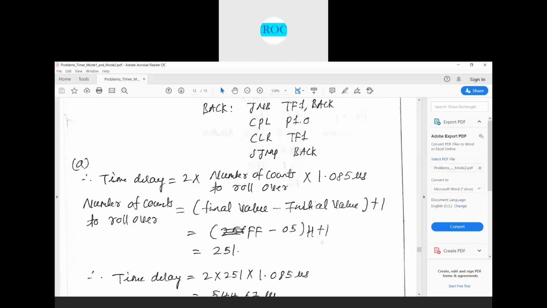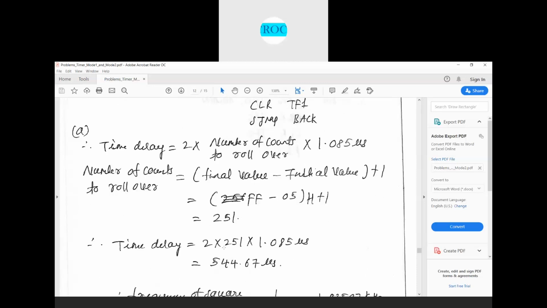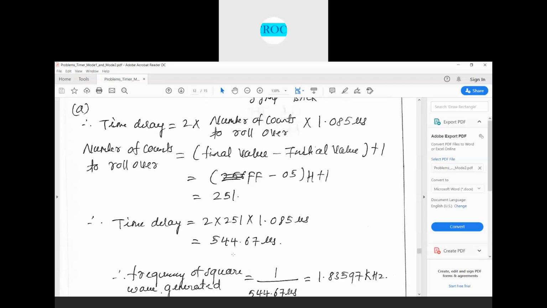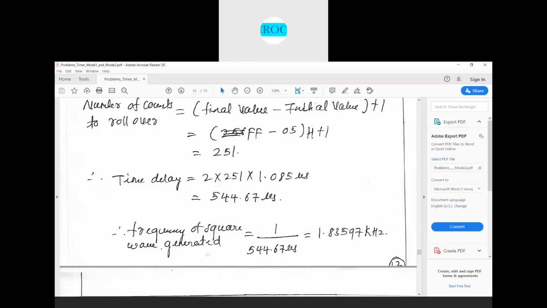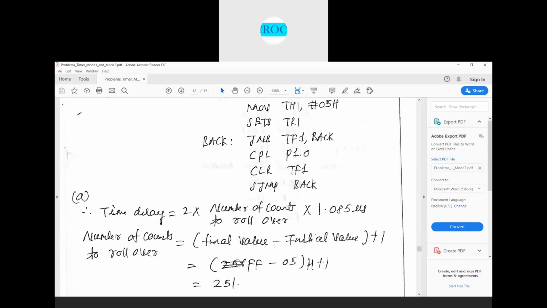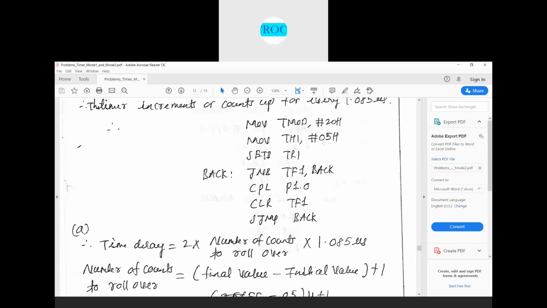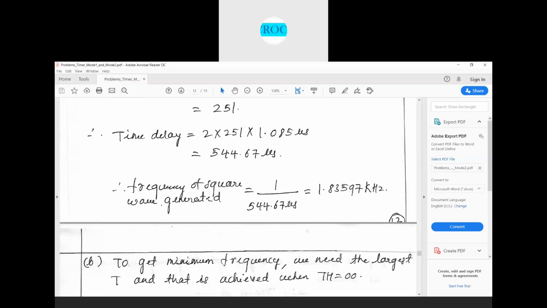So the number of counts we can have with the initial value of 05 is 251, and one clock is for the reset. After the reset, to roll over to the value, we use one extra clock cycle here. So what is the time delay we have? 2 into 251 into 1.085 microseconds, which is 544.67 microseconds here. So what is the frequency of the square wave generated here? 1.8359 kilohertz. For this initial count value of 05, right?